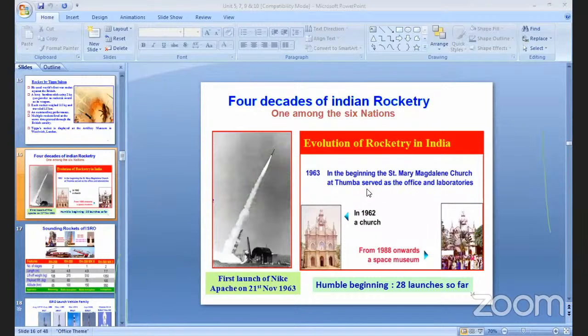Firstly, actually, in 1963, it began in St. Mary Magdalena Church at Thumba, and the church was built in 1962. This is the location that is shown here, and from 1988 onwards, it was shown as a museum.